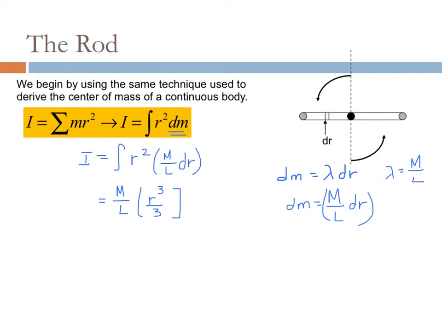Now, in all the situations that we deal with, we're always going to have limits for the most part. Now, you want to think about what your limits are in this case. We are rotating about our center of mass. So we want to calculate all of our moment of inertias from one end of the rod, which is negative L divided by 2, all the way to the other end of the rod, which is L divided by 2. So these are our limits.